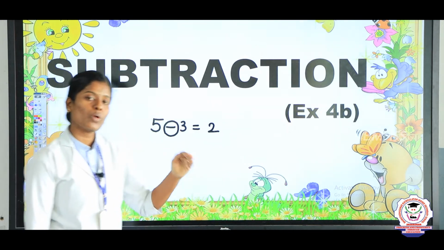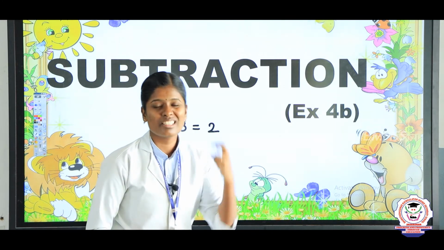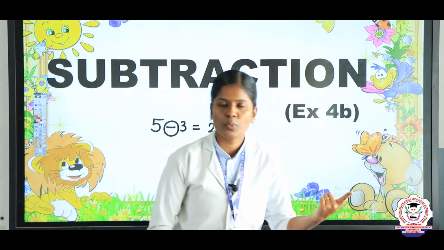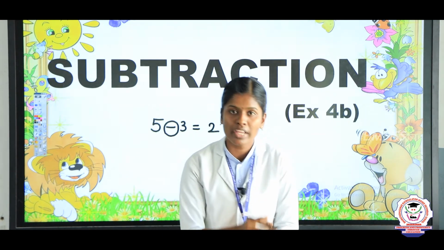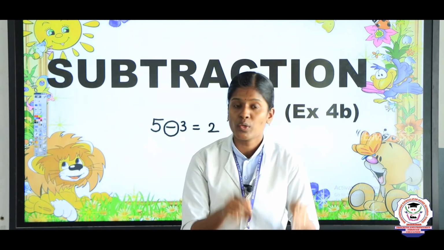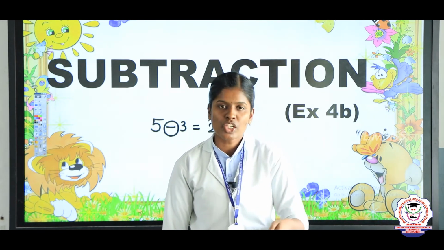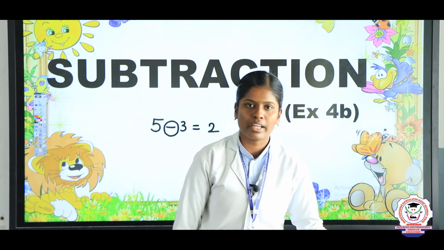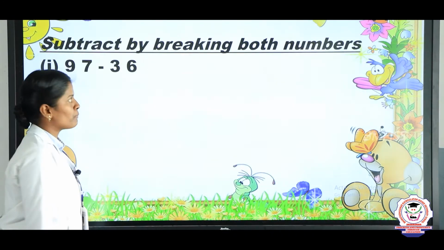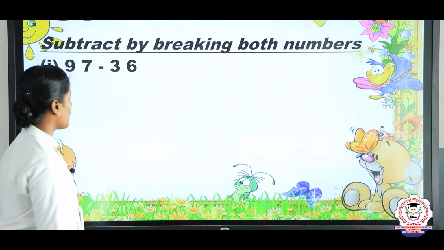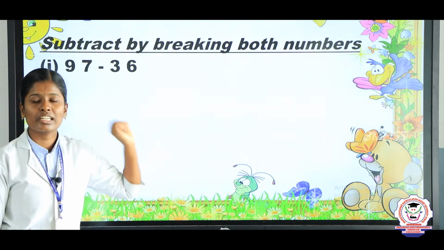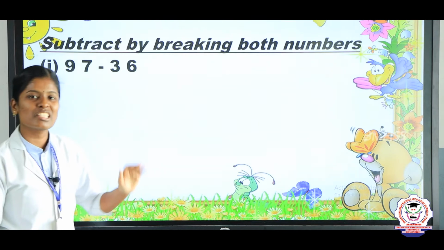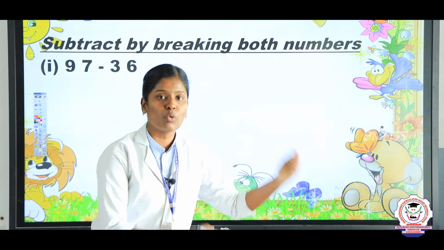Now, today we are going to see the second alternative method. What is the first one? In the last class you read that the first one is subtraction by breaking one number, and today we are going to see subtraction by breaking both numbers. Here the question is 97 minus 36. Now we are going to break both numbers.